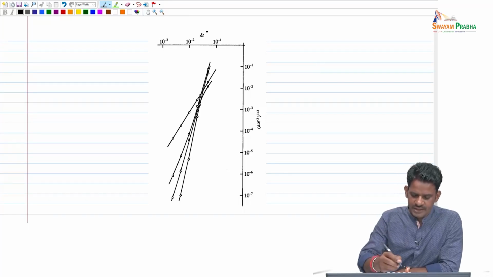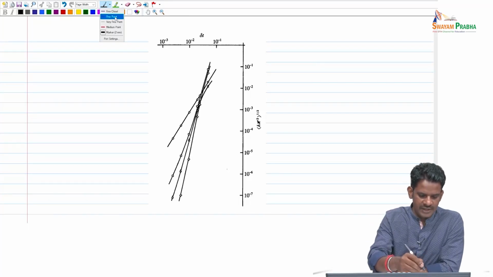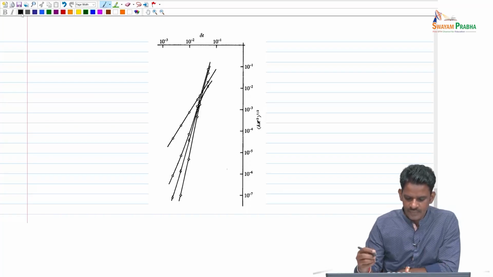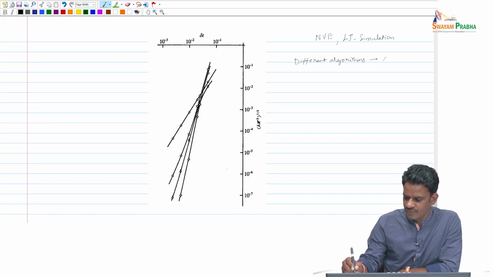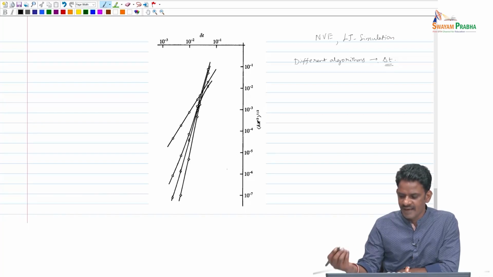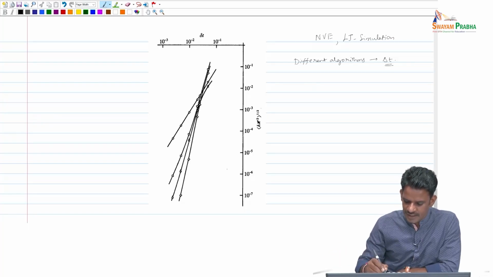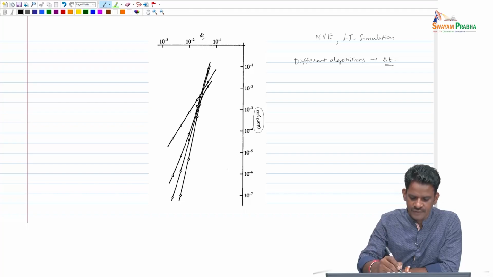So, here what we are plotting is a simulation with Lennard-Jones potential. So, it is an NVE Lennard-Jones simulation done with different algorithms, and for each algorithm we use different delta t values. The objective is to find which algorithm is better by calculating the energy drift or the fluctuation in the total energy as a function of delta t.